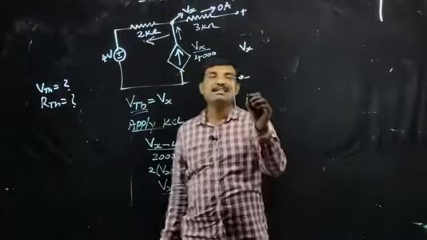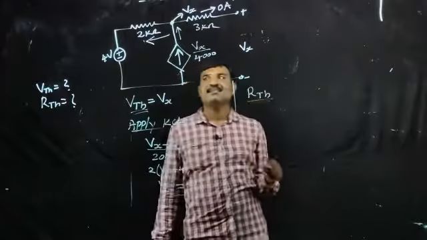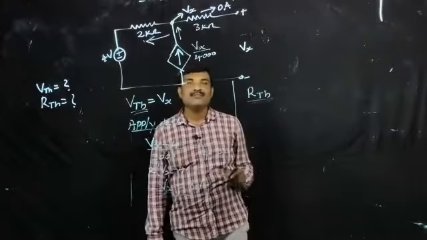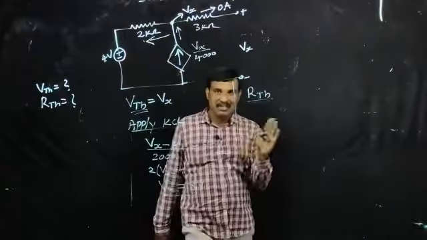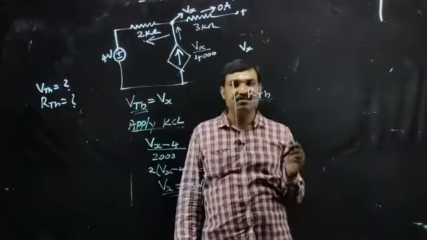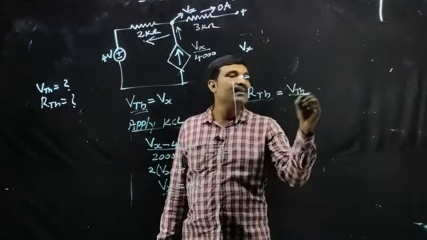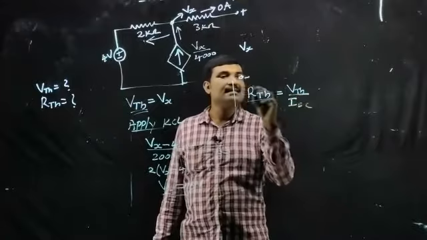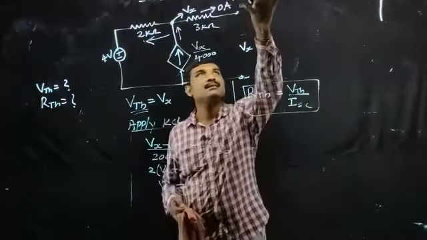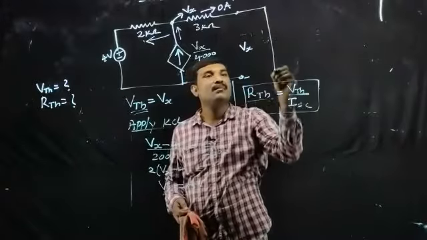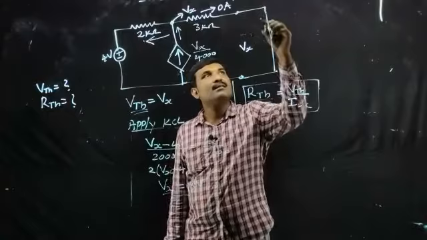Now the next question is to determine RTH. For determining RTH, what do we have to do in this circuit? We have dependent sources, so there is no option to eliminate the dependent sources. So we know RTH is equal to VTH divided by ISC, where ISC is the short circuit current across the load. So for that purpose, I am short circuiting the load terminal. Now short circuit the load terminal.